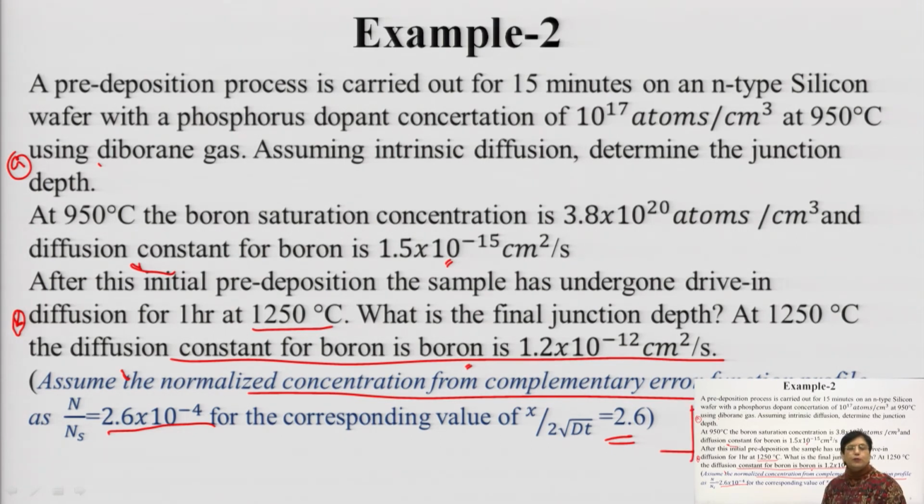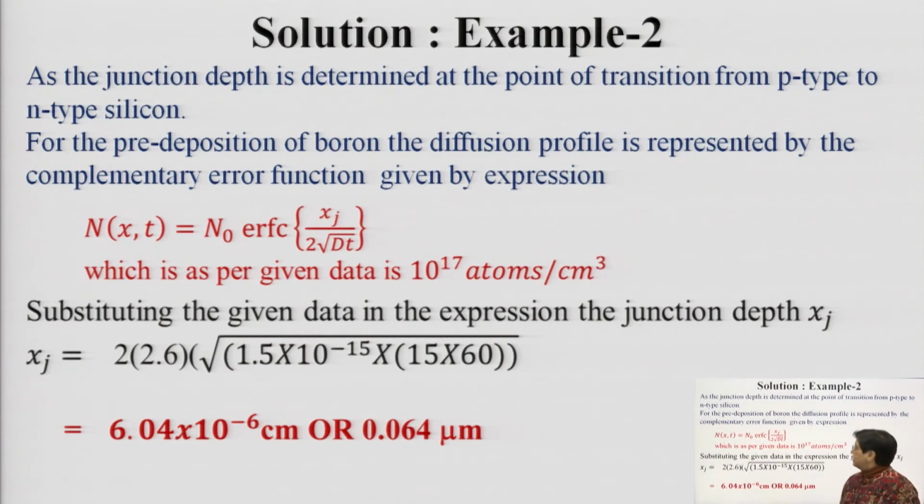So, from this profile, that is n by ns, and this is my x, this is xj upon under root dt. So, these two values are also given to you. Now, we are going ahead with the first part. In the first part, we have seen that xj is a function of x and t, it is the pre-deposition rate. So, n0 error function equation we have said xj upon under root dt.